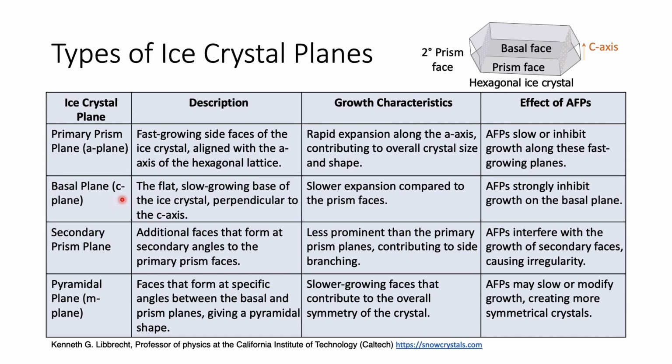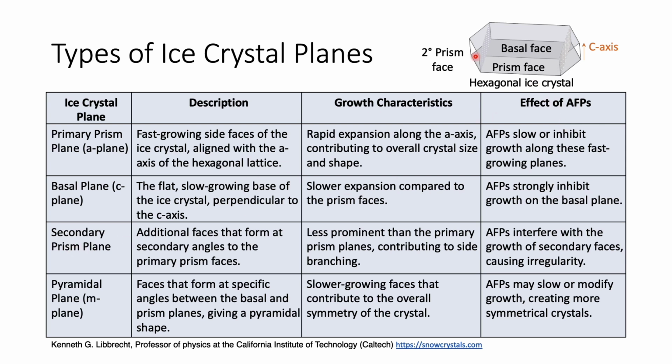When we look at the basal plane, this is a flat, slow growing base of the ice crystal, perpendicular to the C-axis. Here the growth is slower compared to the prism phase. So the prism phase grows very fast, the basal phase grows very slow. And when we compare the AFP's action, AFPs strongly inhibit the growth on the basal plane also.